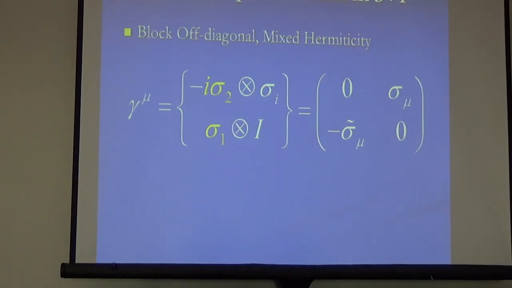This isn't explicitly a chiral representation of the Clifford algebra. Chiral means that it's explicitly block off diagonal. So now we see that these gamma matrices are 4x4 matrices over the complexes.